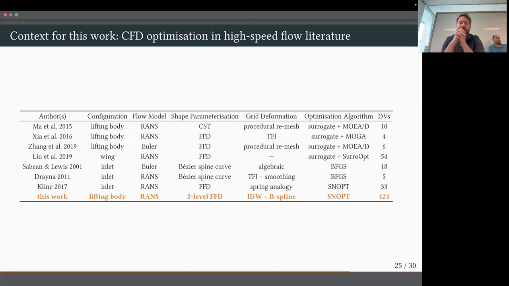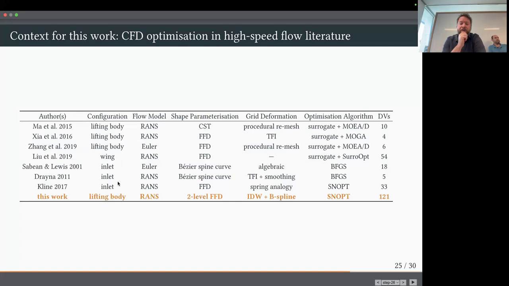specifically CFD-based optimization. Some people familiar with this area might be thinking back to Kevin Bowcut's thesis. That was a viscous optimized wave rider. That wasn't specifically CFD, that was panel methods with viscous corrections. So I've tried to just narrow down this literature to those other researchers who've used CFD. So you can see a number of different configurations being looked at: lifting bodies, wings, and inlets. And I've put our work at the bottom.